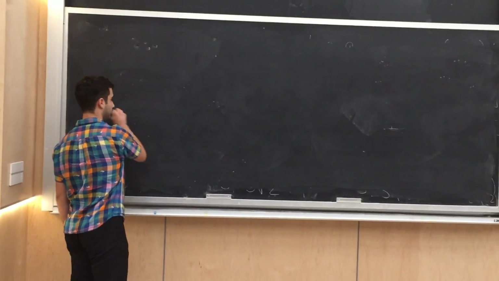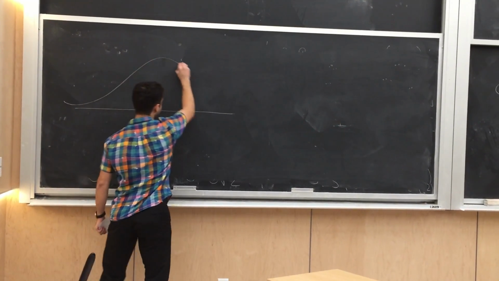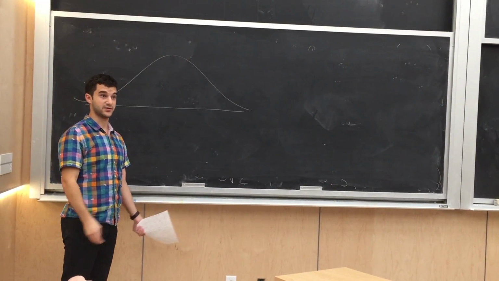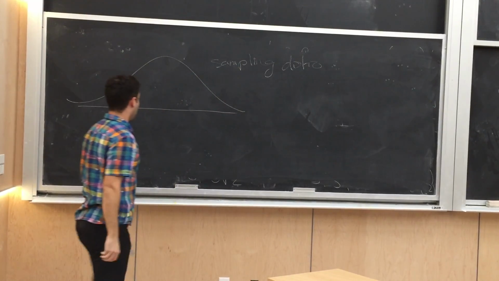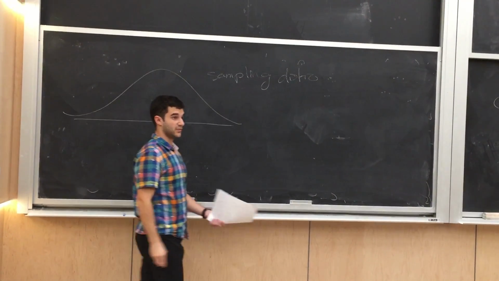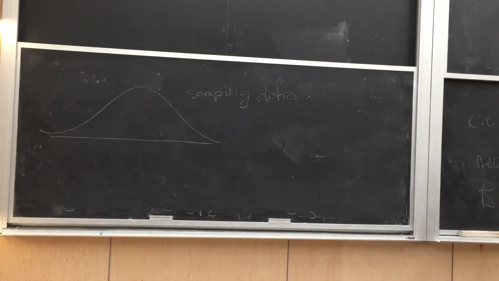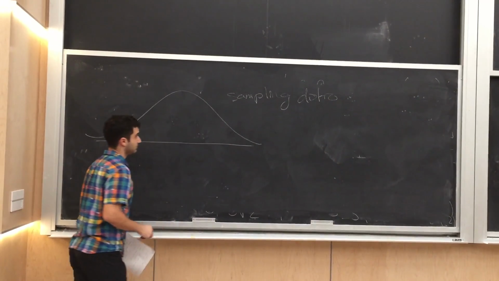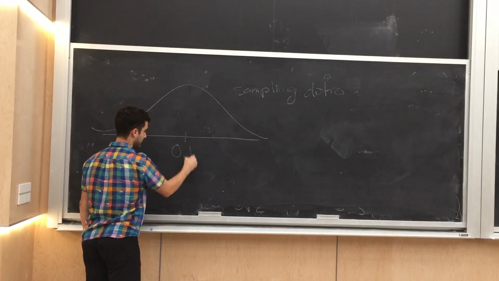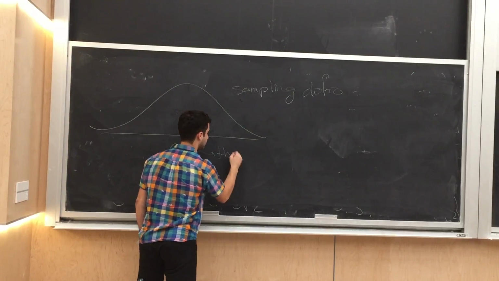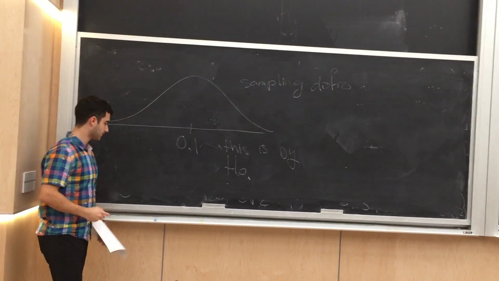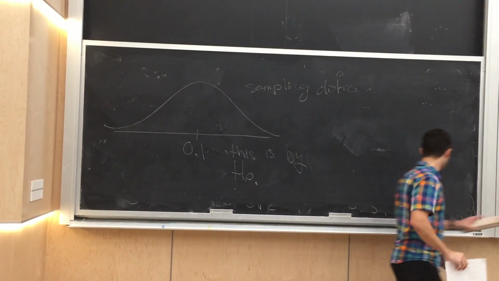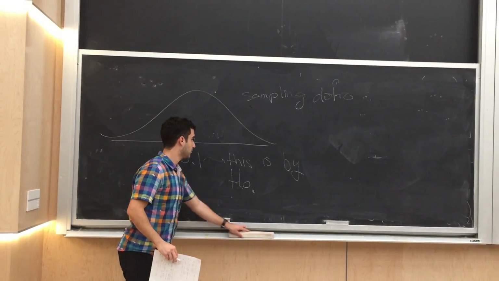Okay, well let's go through part B then. So how do we find this p-value? Remember, we have this normal approximation for our sampling distribution. Assuming the null hypothesis, which is that the population proportion is 0.1, that tells us that the mean of the sampling distribution is also 0.1. This is by the null hypothesis. Okay? And so we have this sampling distribution.